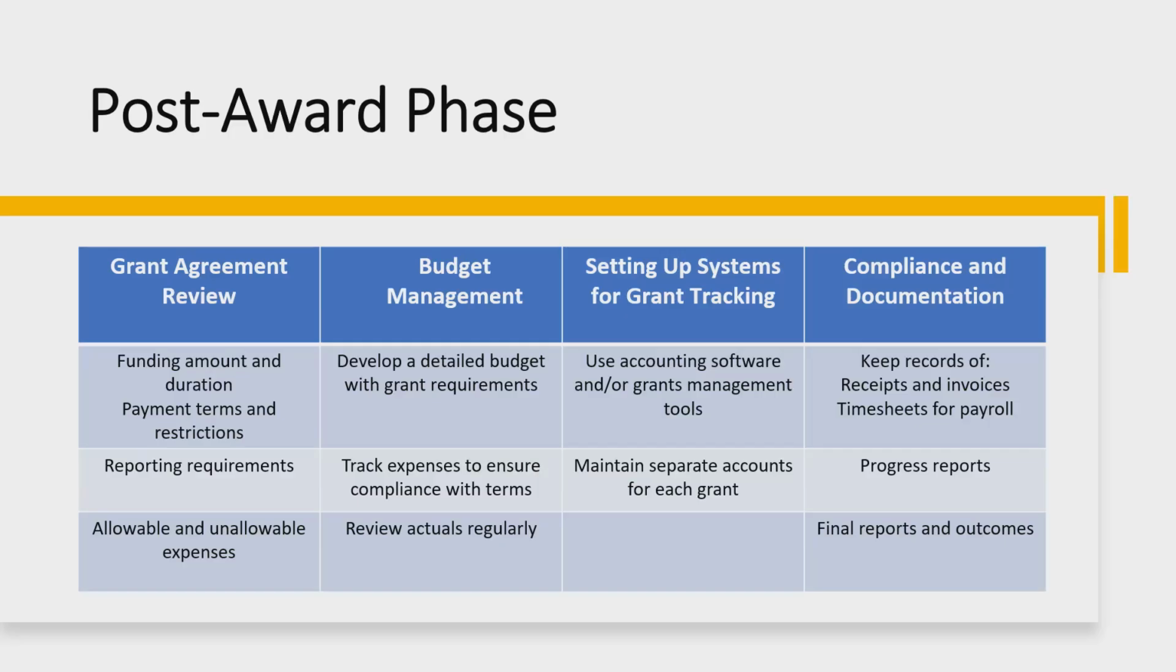The post-award phase begins with thorough grant agreement review, focusing on funding amounts, payment terms, and restrictions. Immediately develop detailed budget management processes that track expenses against requirements. Establish robust tracking systems using appropriate software while maintaining separate accounts for each grant. Ensure meticulous compliance by documenting all expenses with receipts, timesheets, and progress reports. Regular review of actual spending against projections helps prevent issues before they arise, ultimately leading to successful final reporting and demonstrated outcomes.